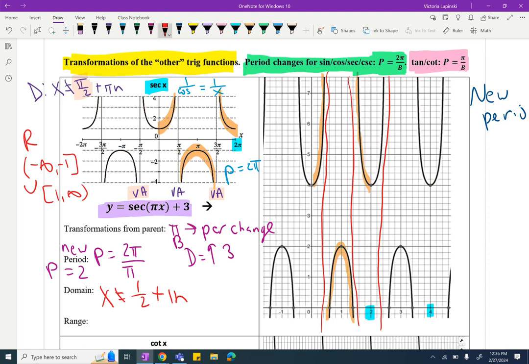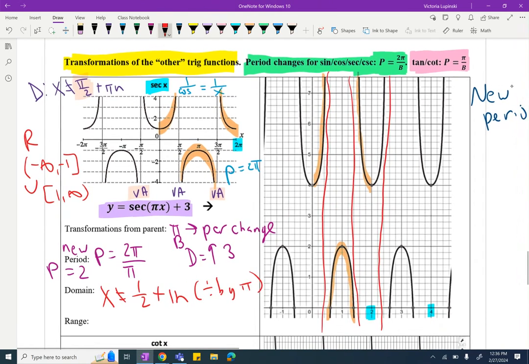If you're having a hard time seeing the changes on the graph, here's the other way. You basically take the old domain and you divide by pi. Why would you divide by pi? Again, take the old domain and divide by pi. And you would do that because that is what the b value is.